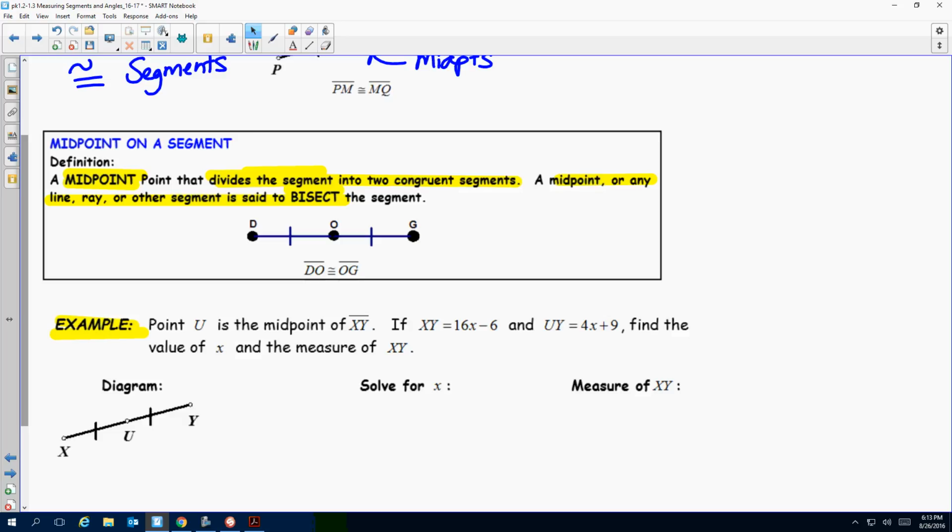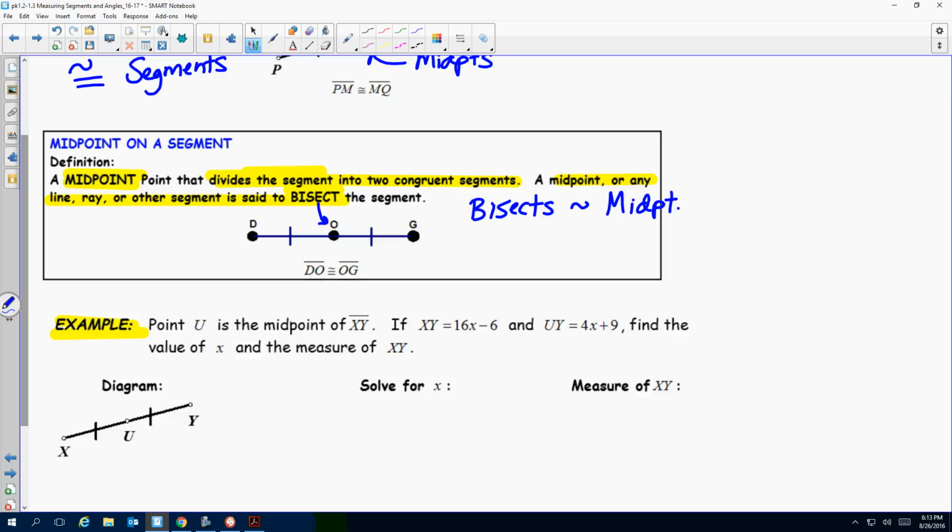A bisector could be a midpoint, any line, ray, or other segment. So if you see the word bisects, please be familiar that it is similar to, and that's the symbol for similar, to midpoint, because it has to go through the midpoint to bisect. And that's how I abbreviate midpoint as such. So basically, our bisector is that point O, because I see these tick marks. Without the tick marks, you can't prove midpoint or bisector.